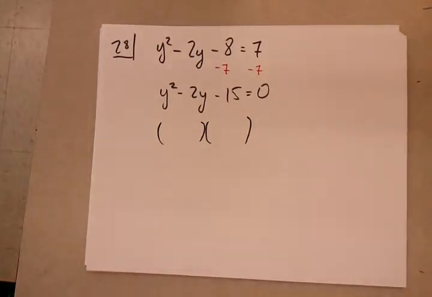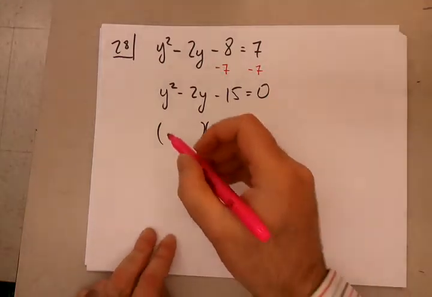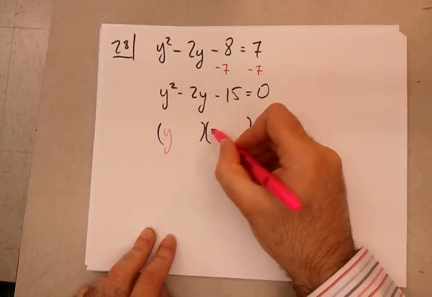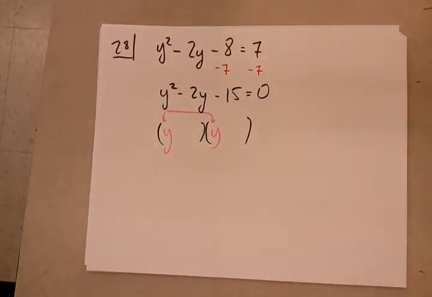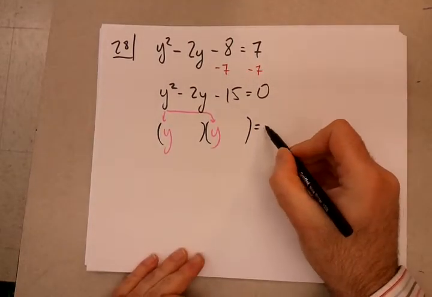I'm going to look at my first term, and I have a y squared. And what two terms can give me a y squared when multiplied? Well, a y times a y. So that's for my first term. And then I'll look at my two numbers. Sorry, that's still all equals to 0.